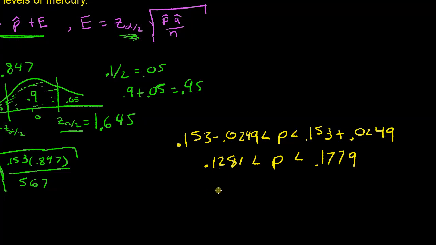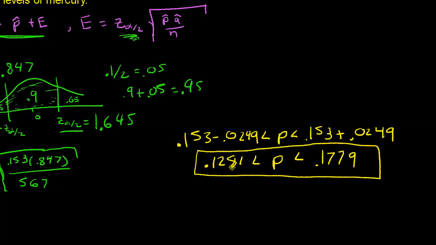All right, so we are 90% confident, because this is a 90% confidence interval. So we are 90% confident that the proportion of bass fish in the Chesapeake Bay with dangerous mercury levels is between 0.1281 and 0.1779, right? So somewhere between 12.81% and 17.79% of the fish in the Chesapeake have dangerously high mercury levels.